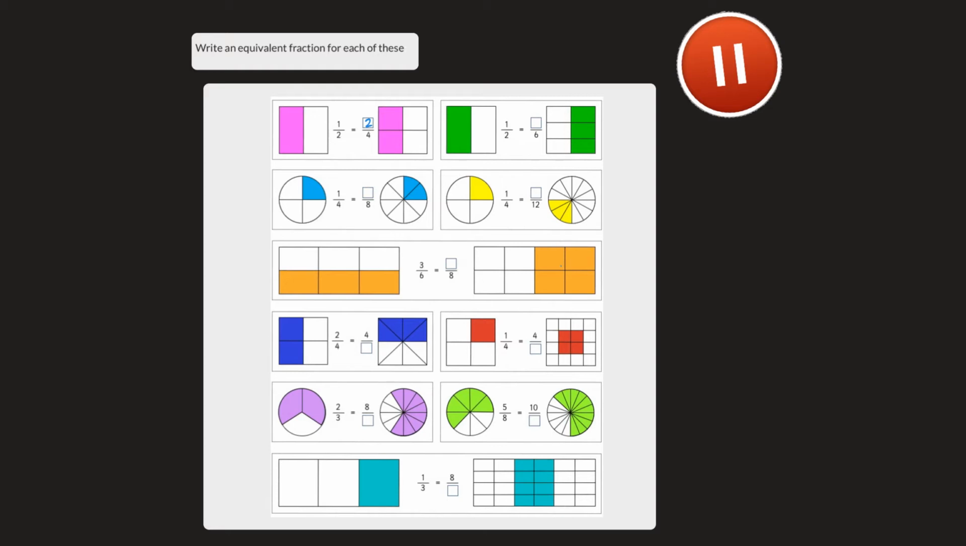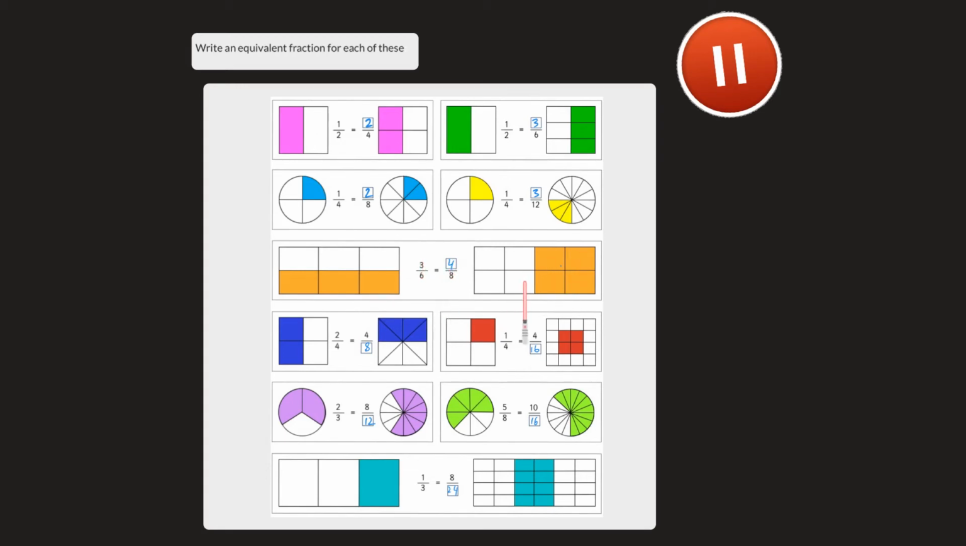So I'm going to write 2 in there. So what I want you to do is to go ahead and pause and try and solve the rest of them. Okay, so I've gone ahead and answered those, so I want you to check what you've got. Now the only one that was a little bit different was probably this orange one here. It was 3 over 6 is equal to 4 over 8.